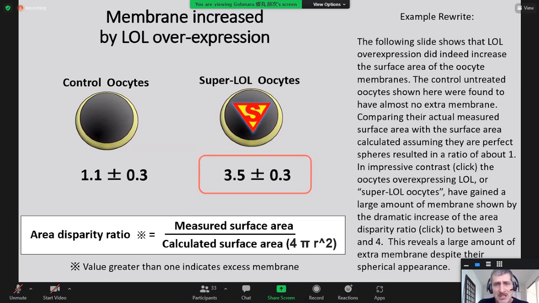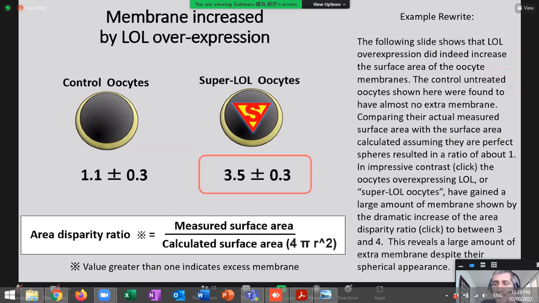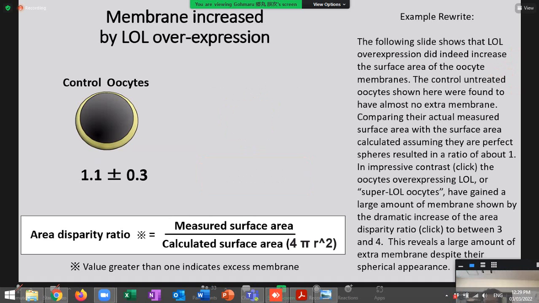Okay, so quite a few changes I made. I get a topic sentence. I tell you from the beginning, success. It did indeed. Indeed implies that this was as hypothesized. Our hypothesis was correct, right? We use indeed for that. So it did increase the surface area. We start with the control oocytes only. We use animation to focus the audience's attention on this.